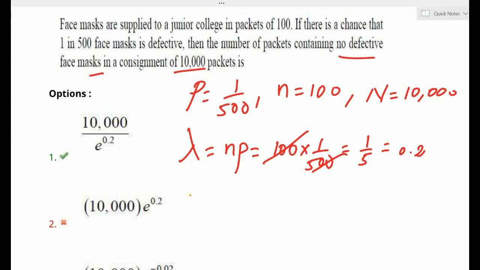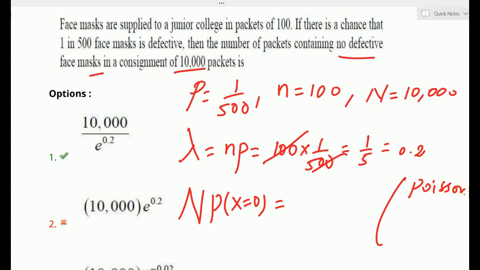No defect means we can use P of x equals 0. For a consignment of 10,000, we take N into P of x equals 0. Out of 10,000 consignments you have to find the no defective ones. So N into P of x equals 0. We have to use the Poisson distribution. According to the Poisson distribution, P of x equals e power minus lambda into lambda power k by k factorial.